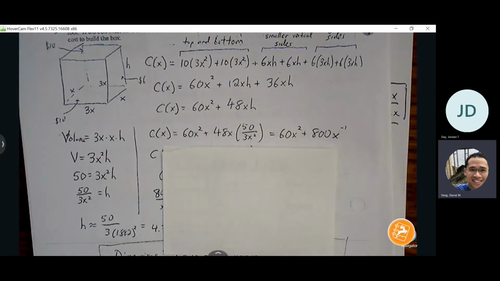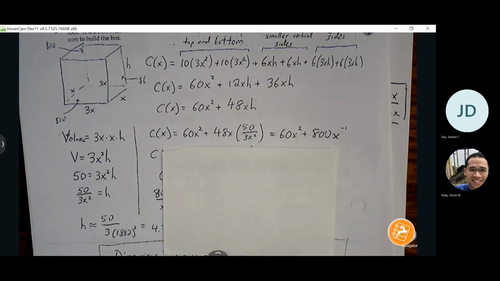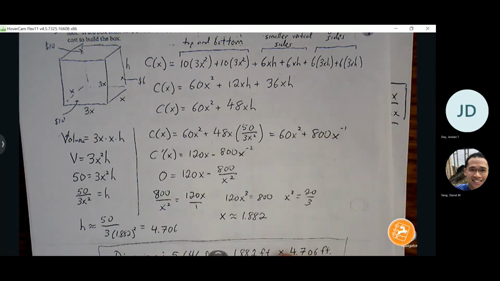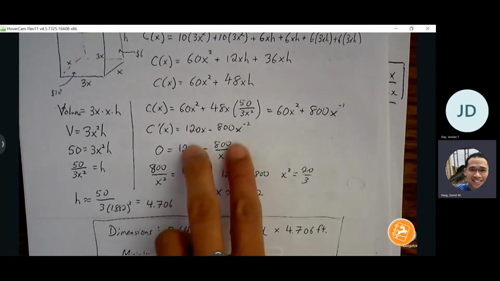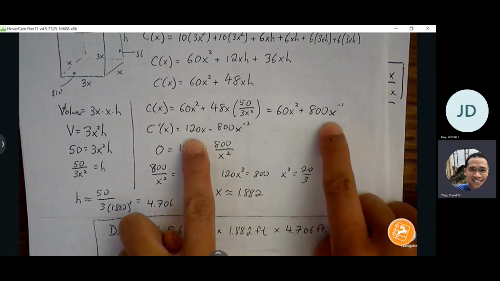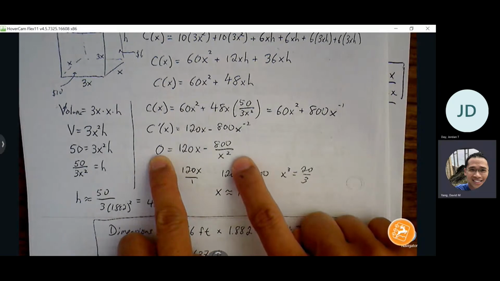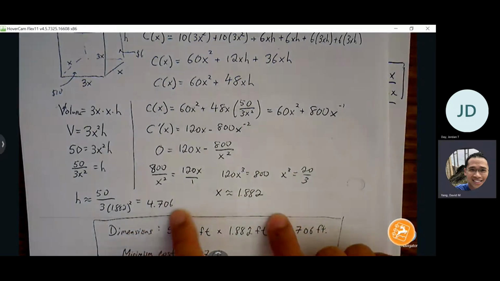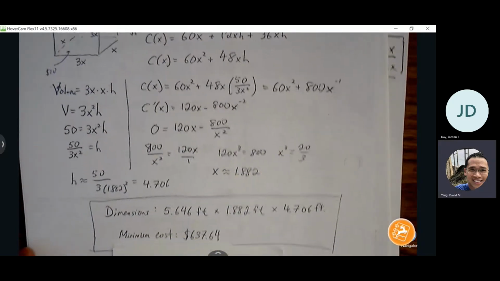So now all we do is we just find the derivative, set the derivative equal to 0, and solve for x. Once you solve for x, you just go back and read the problem and see what are they asking for. Are they asking for dimensions, or are they asking for a cost? Okay, so here's C prime. Go through power rule, set the derivative equal to 0, solve for x, and insert.